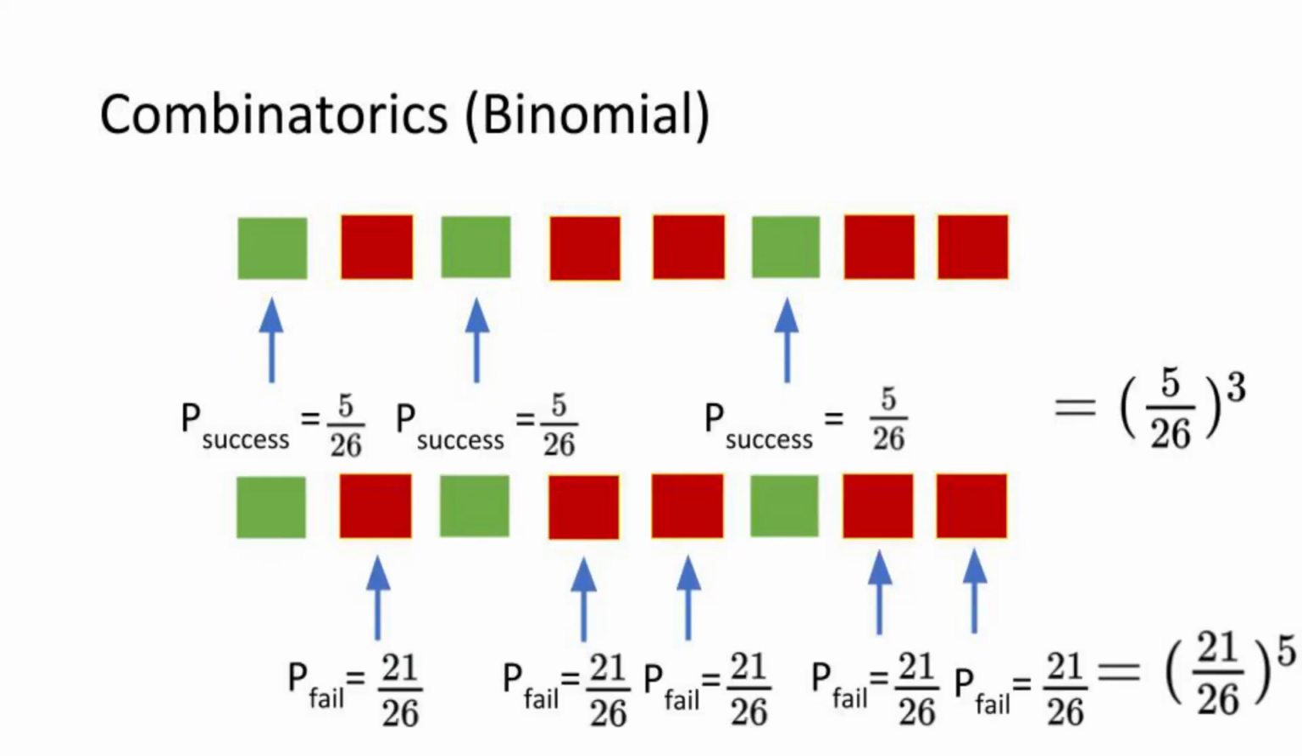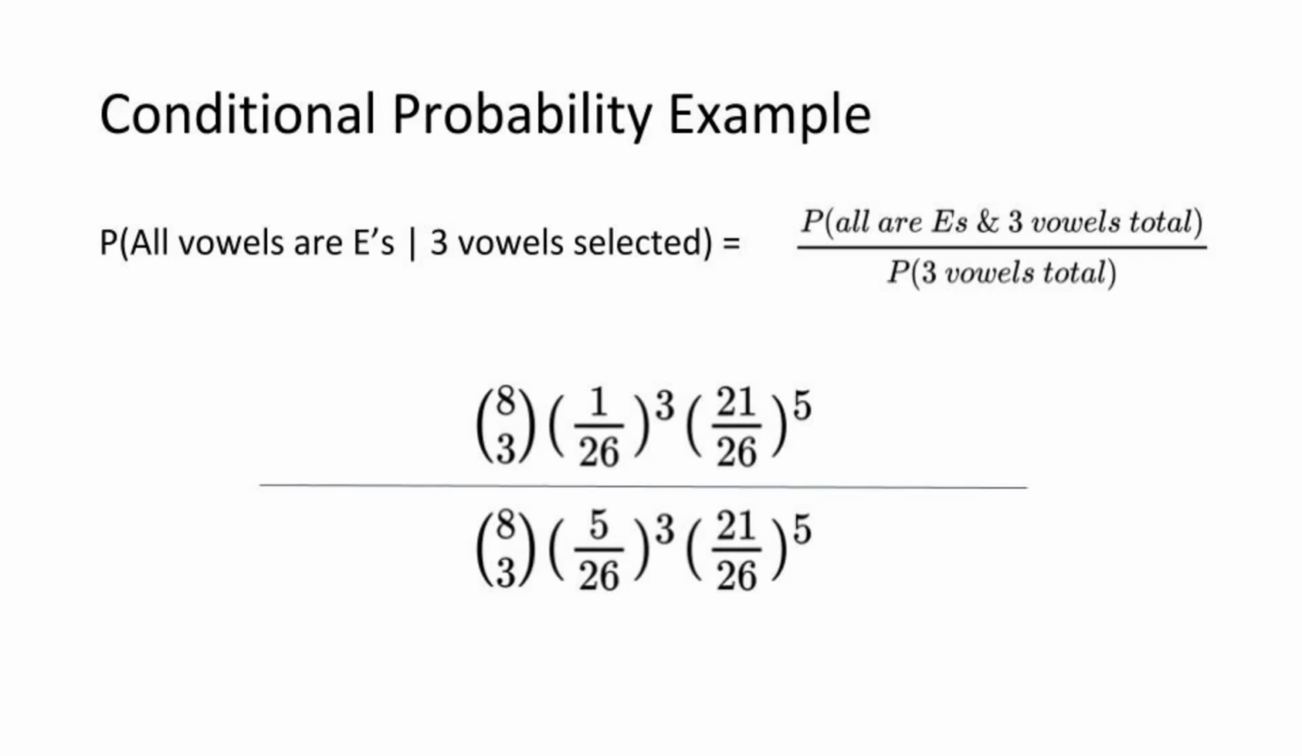Now, when you're calculating the denominator, the probability of choosing 3 vowels is the same setup. It's the probability of success, 5 over 26, because there are 5 vowels, and you're picking 3 vowels, so 5 over 26 to the third power. Now, when you put the probabilities together, you have 2 binomial probabilities, many of whose terms cancel out, and you're left with 1 over 5 to the third power.